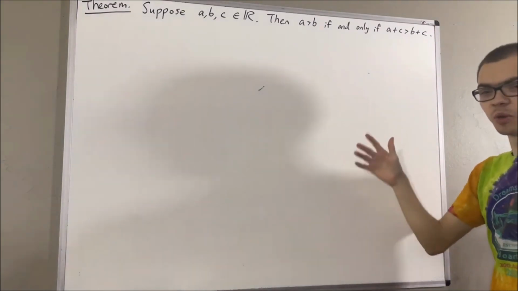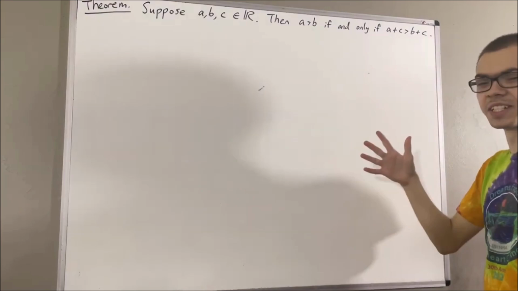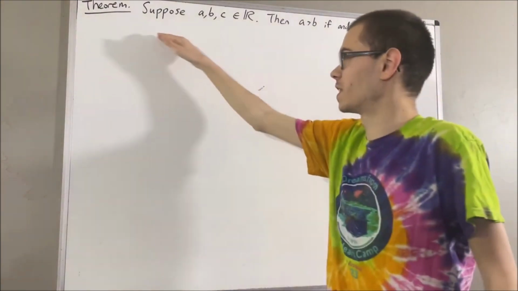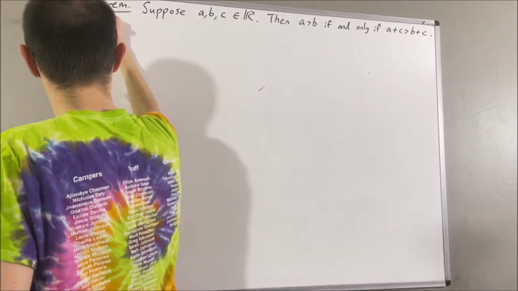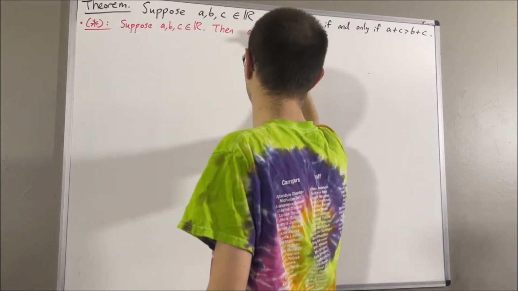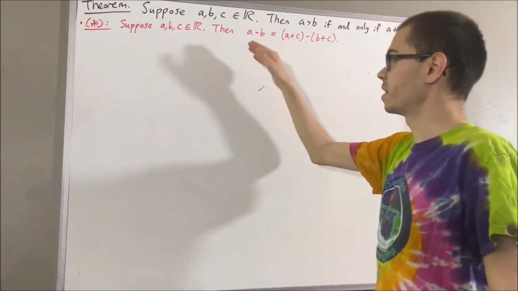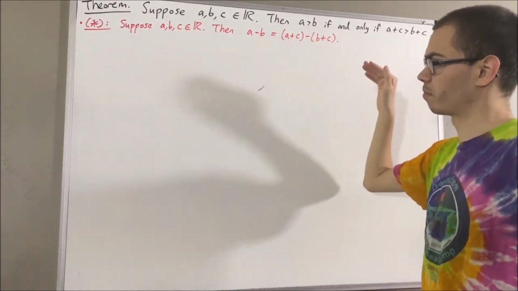Now, in this series, we are using a list of 10 axioms for the real number system, and I'll leave that list of axioms in the description below. Before we prove this theorem, we are first going to prove the following preliminary result. Suppose A, B, and C are real numbers. Then A minus B is equal to (A plus C) minus (B plus C).